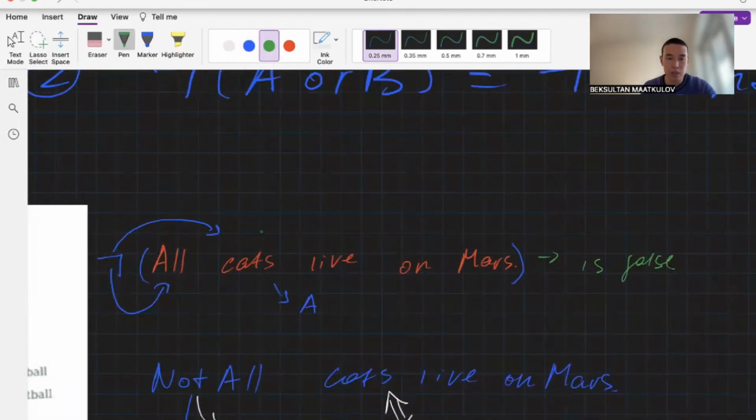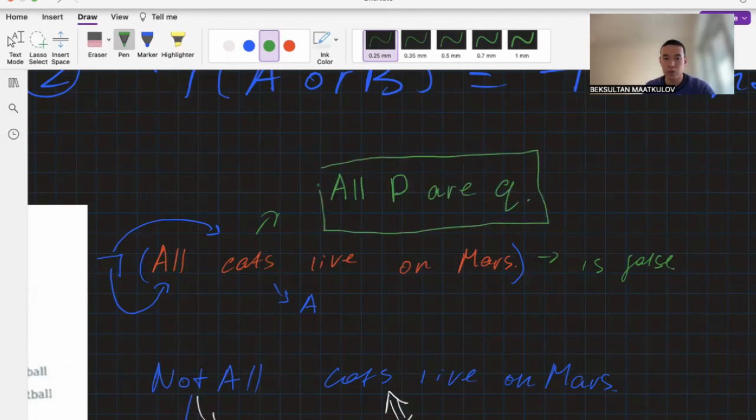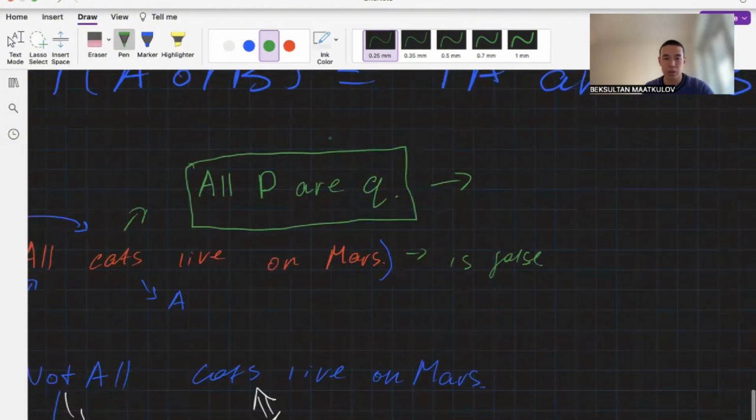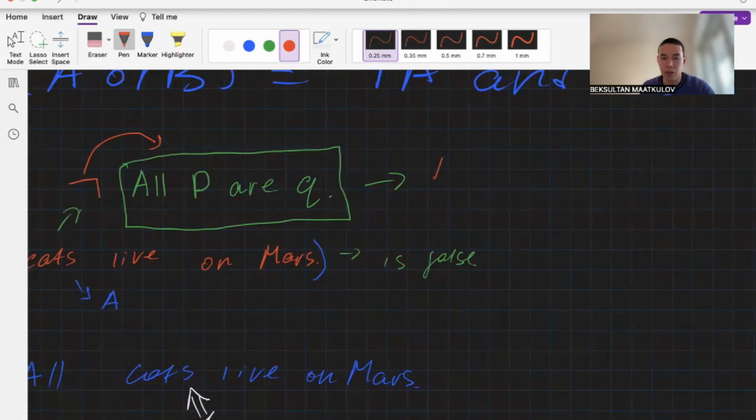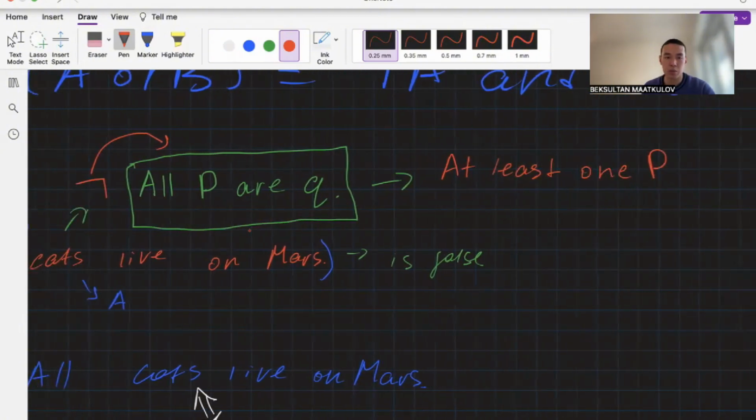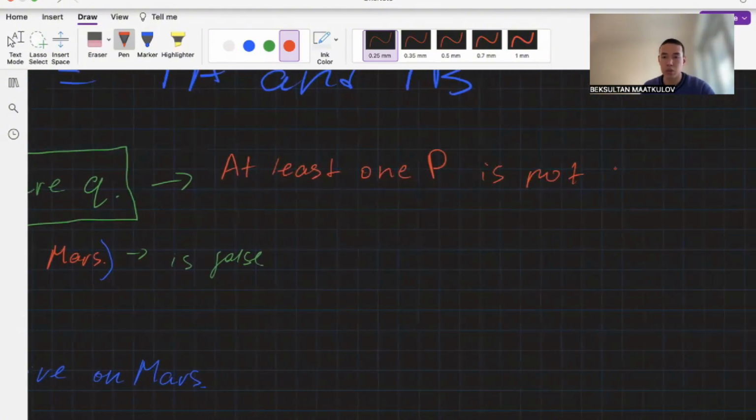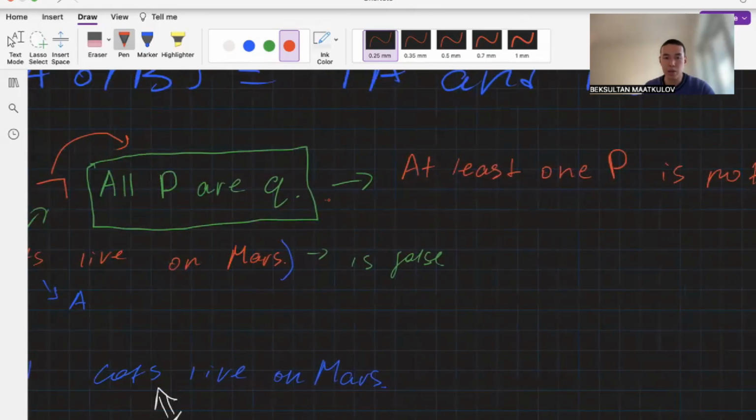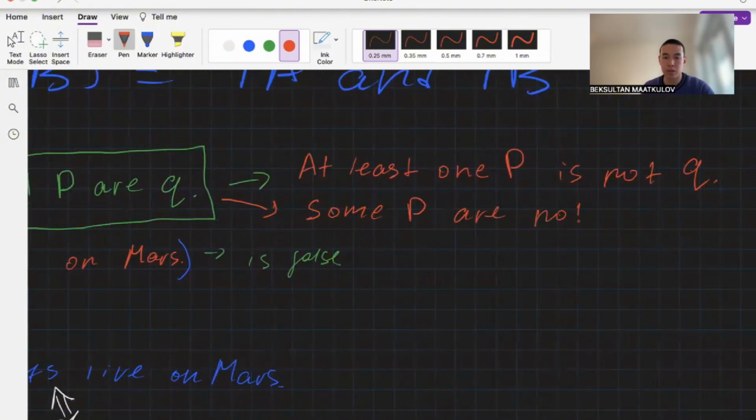And if we go back here, let us denote the statement, instead of cats, I'll write P. I write all P are, let's say, Q. And this is our statement. All P are Q. And in order to negate it, you'll have two ways. The first way is at least one P is not Q. This is the first way. The second way, you can write some P are not Q.